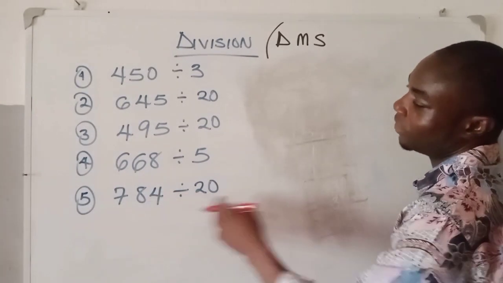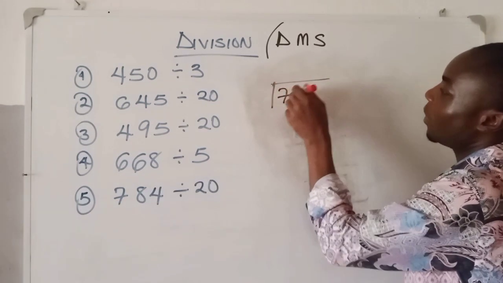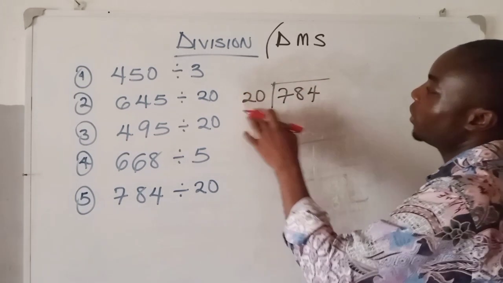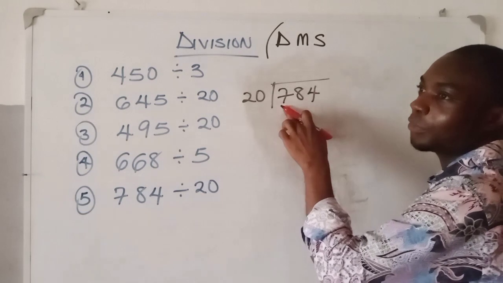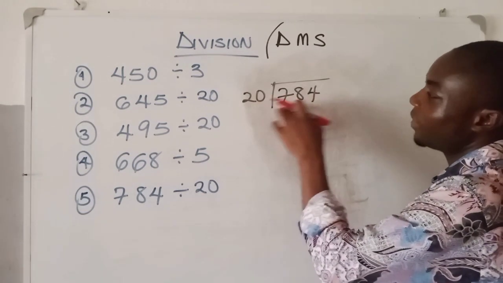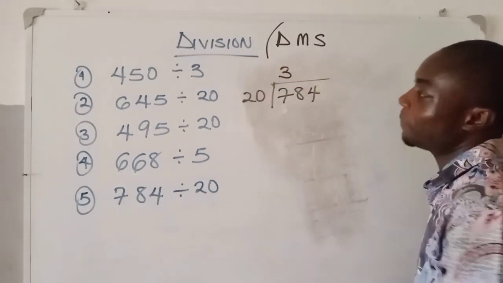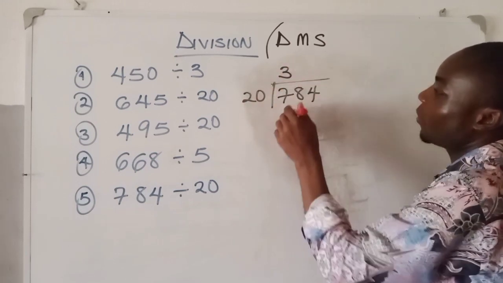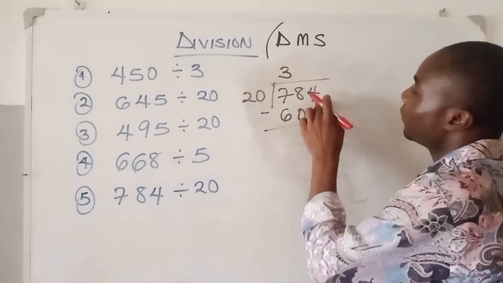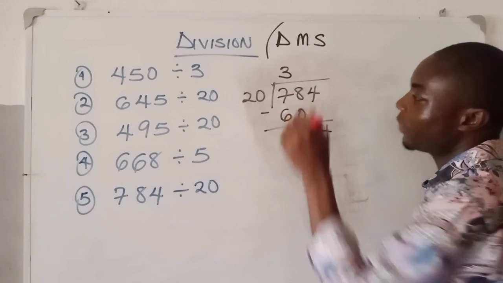So the next question says 784 divided by 20. We'll apply the same approach in answering this. So we'll say 20 into 7 is not possible. So since we cannot remove 20 from 7, we'll say 20 into 78. So how many times can we remove 20 from 78? That's 3 times. Then we'll say 20 times 3, we have 60. Rule our line. Then we'll do the subtraction. 4 minus nothing, we have 4. 8 minus 0, we have 8. 7 minus 6 is 1.